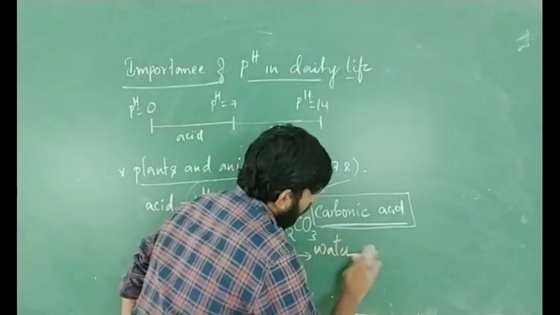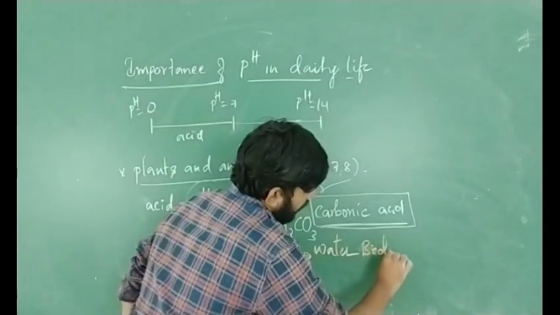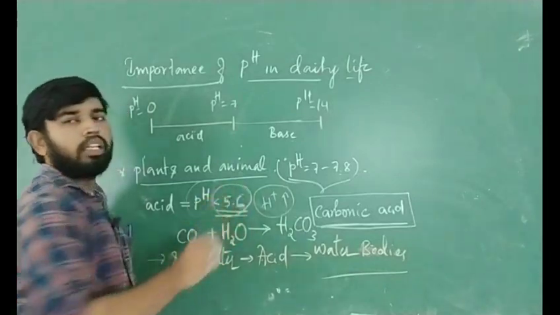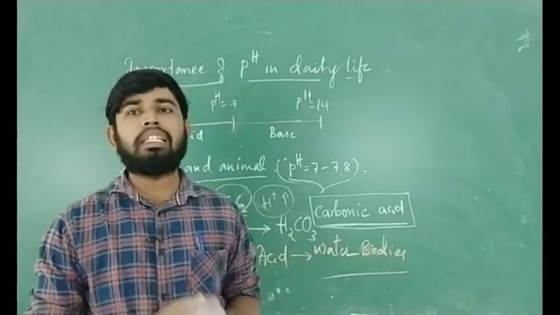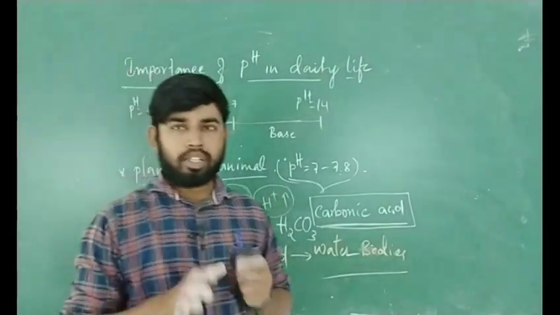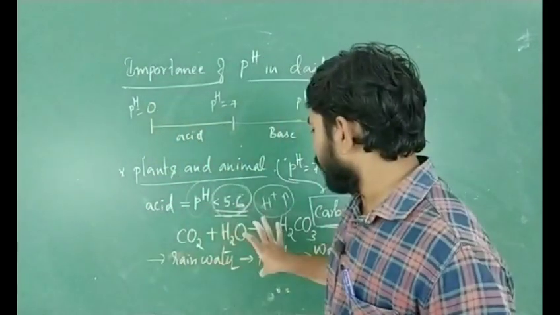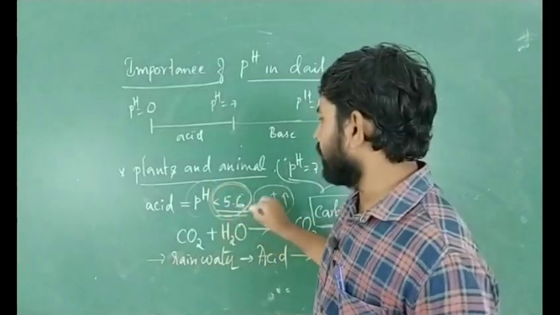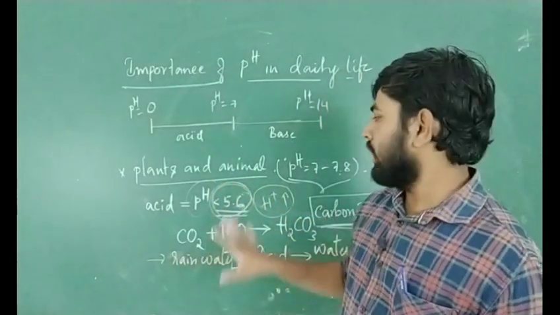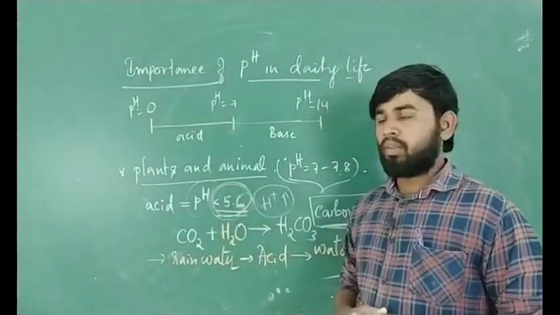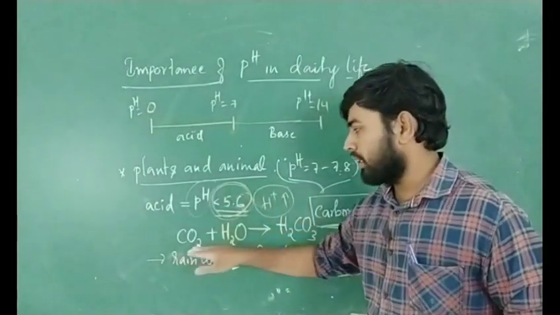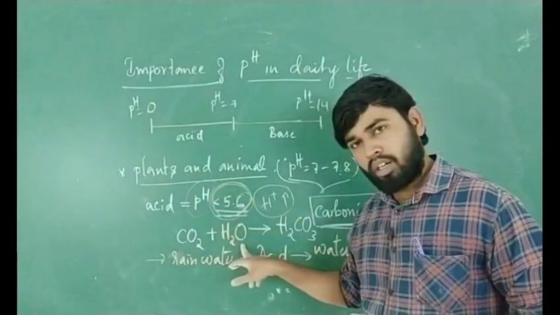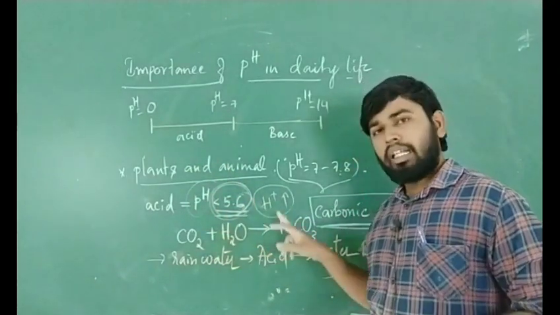Reaches the water bodies. So in that condition, below 5.6, whatever aquatic animals and aquatic plants are there, they cannot survive in the more acidic condition, I mean below the pH level of 5.6. Why? Because it acts as a strong acid. Why? Because more and more carbon dioxide is added to the atmosphere, more and more carbon dioxide will react with rainwater. That rainwater becomes acid rain.